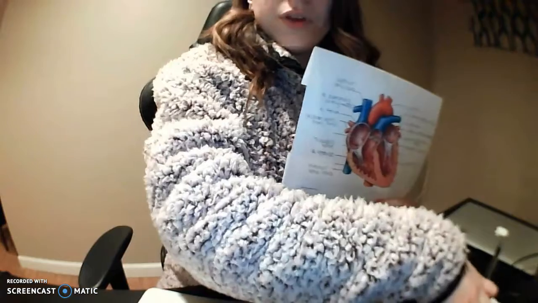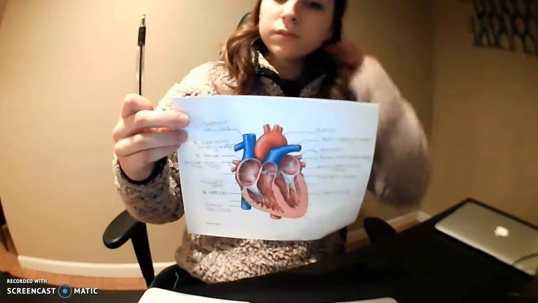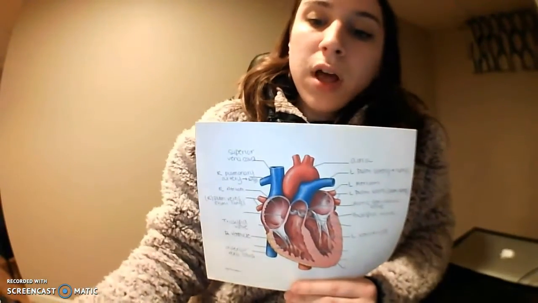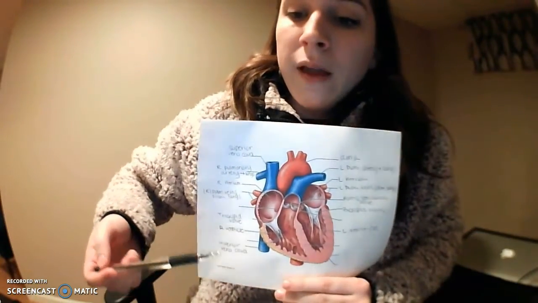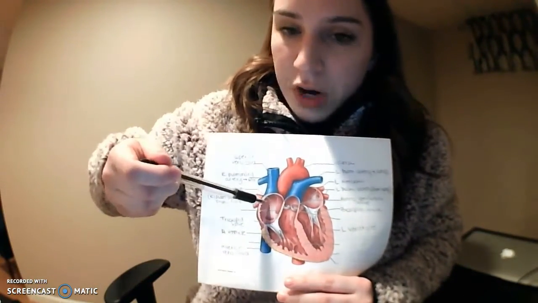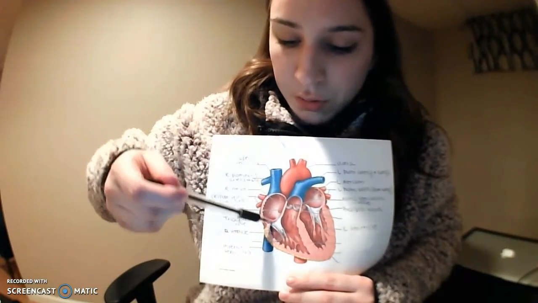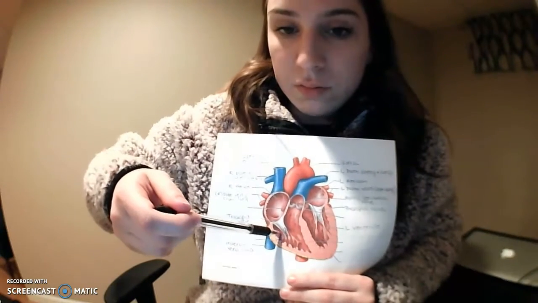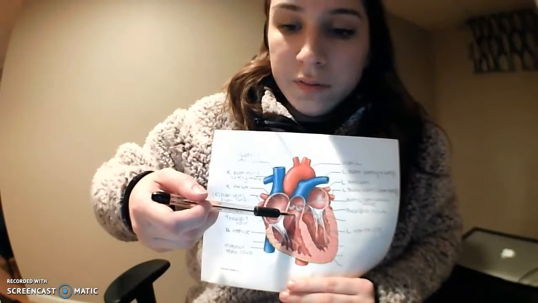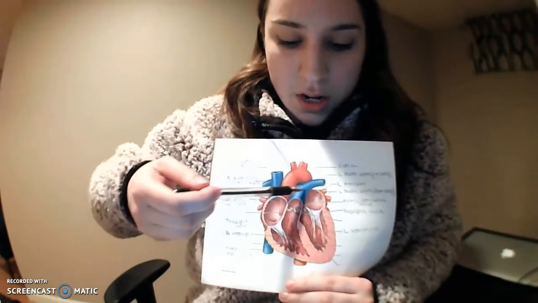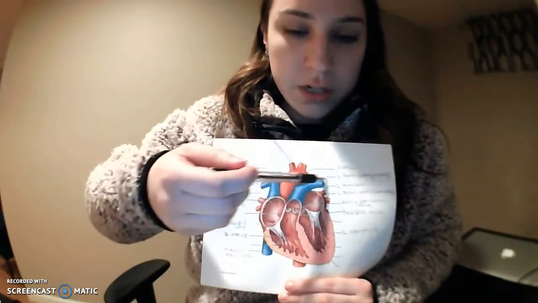So, the flow of blood through the heart: deoxygenated blood is going to come through the superior and inferior vena cava. It's going to enter the right atrium, and then it's going to go through the tricuspid valve into the right ventricle. From the right ventricle, it's going to go into the semilunar valve, and then it's going to go in and out of the pulmonary artery into the lungs.